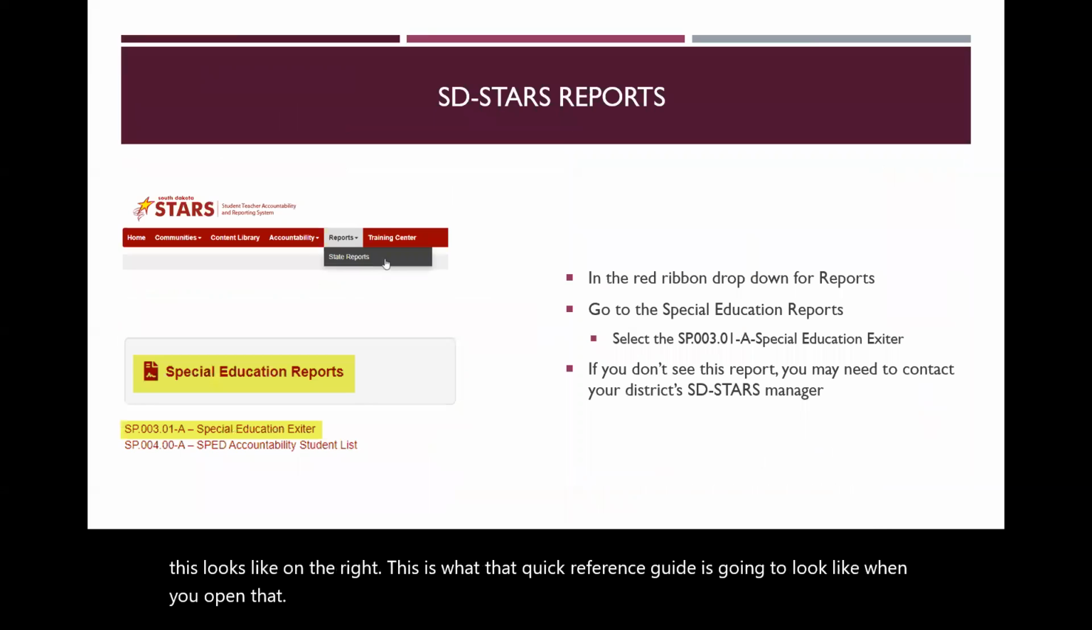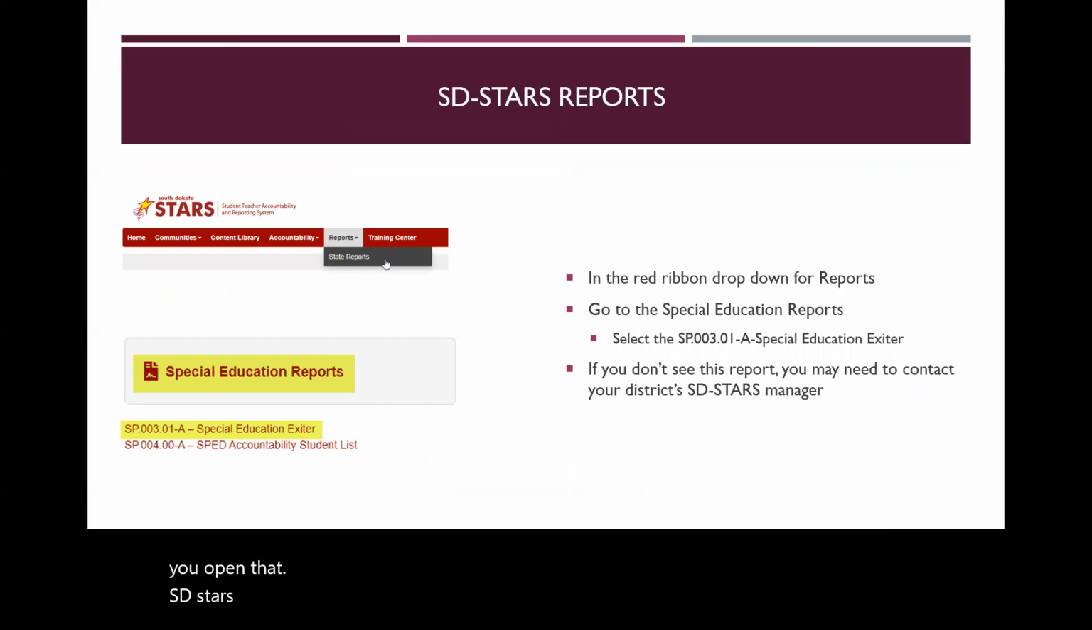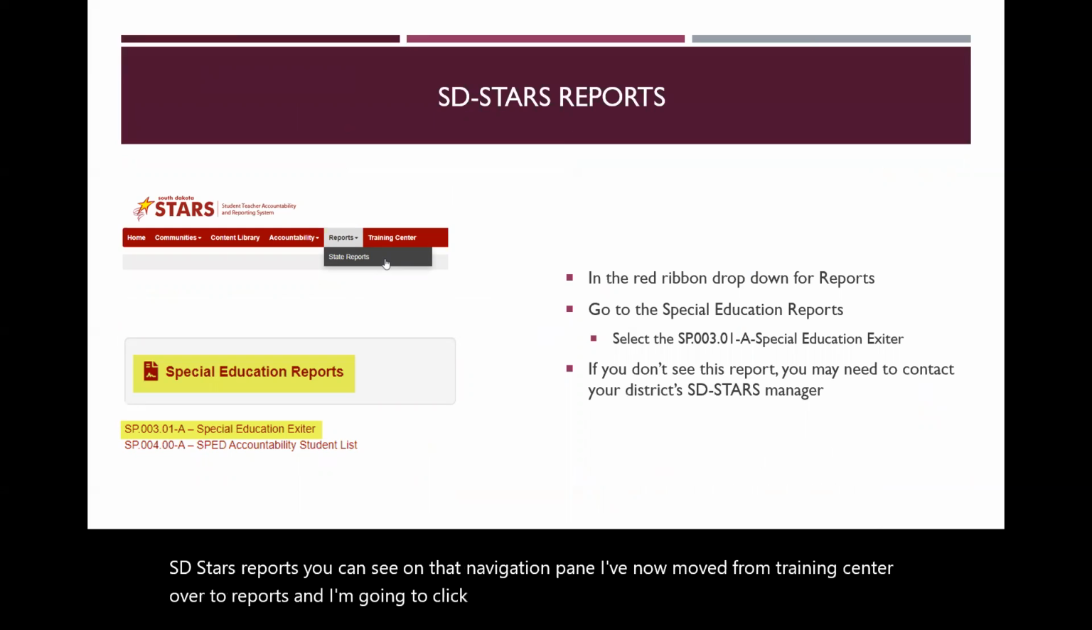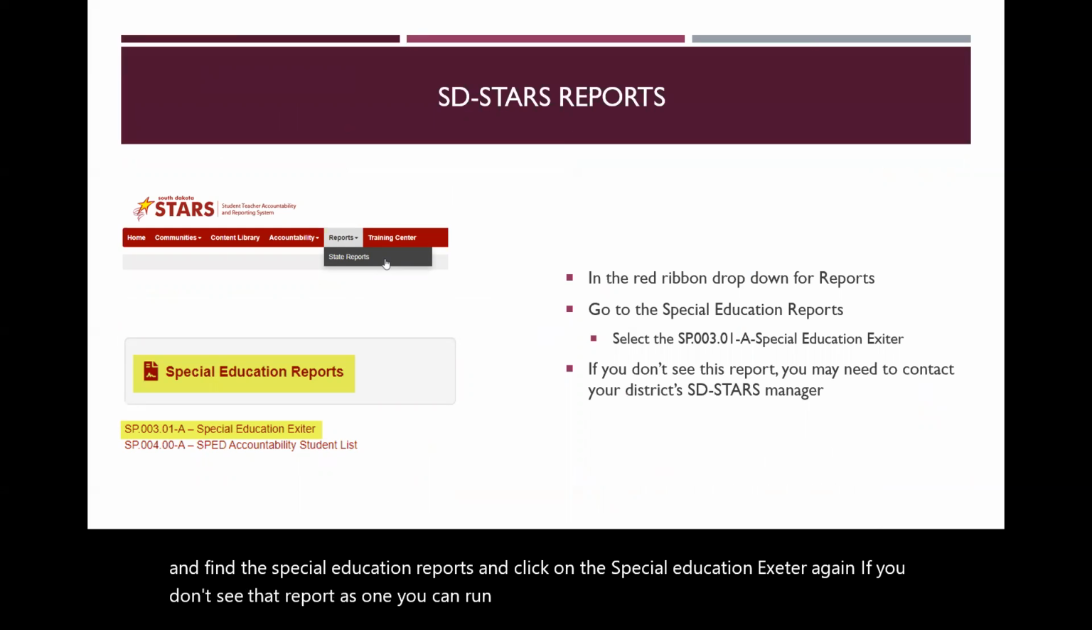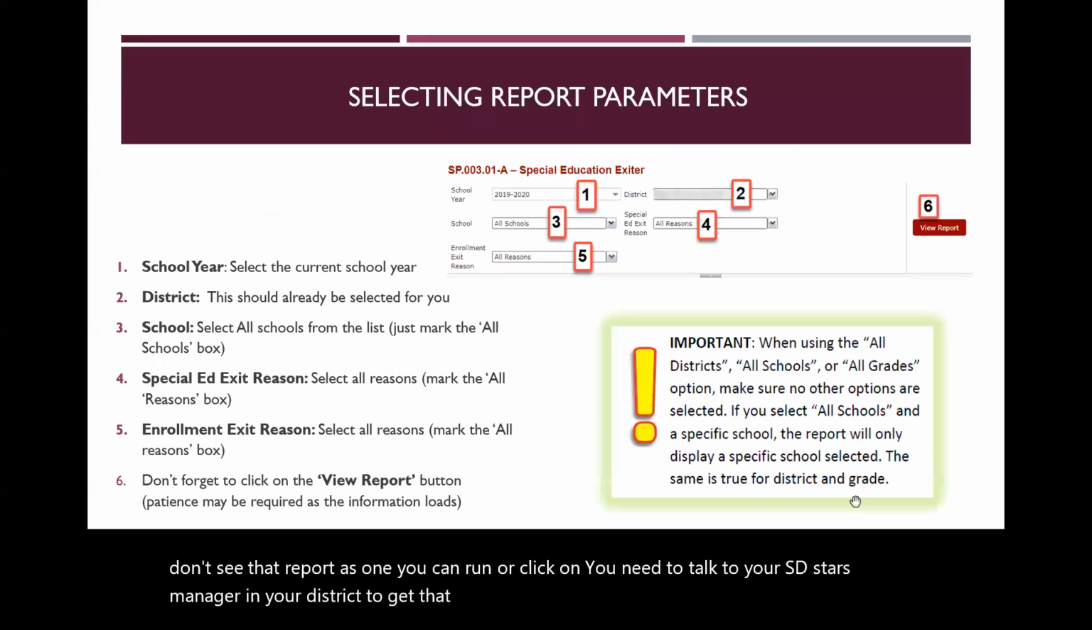Now, SD Stars reports. You can see on that navigation pane, I've now moved from Training Center over to Reports, and I'm going to click on State Reports. Then I'm going to go down the page and find the Special Education Reports and click on the Special Education Exeter. Again, if you don't see that report as one you can run or click on, you need to talk to your SD Stars manager in your district to get that permission changed.